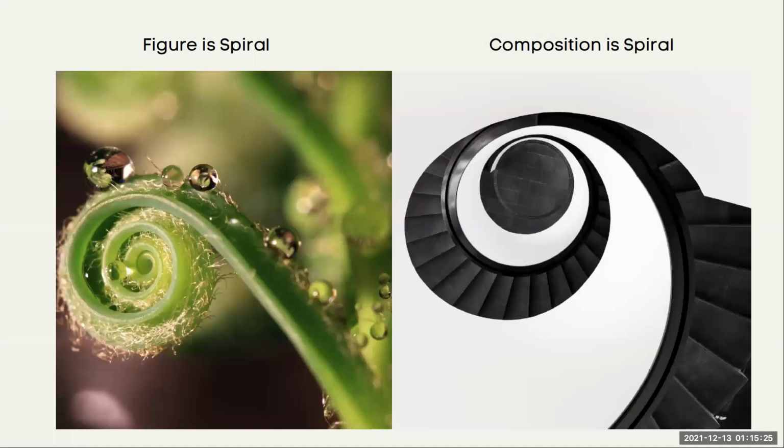Spiral compositions. A spiral figure and a spiral composition are much different. If you look at the spiral composition on the right, you can see there's a spiral in the figure and also a spiral in the negative space.